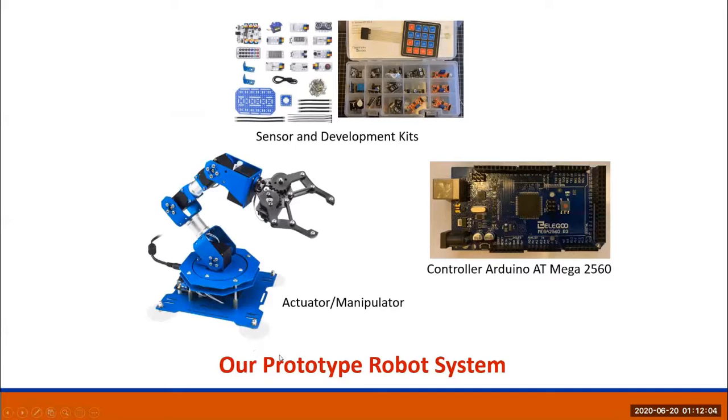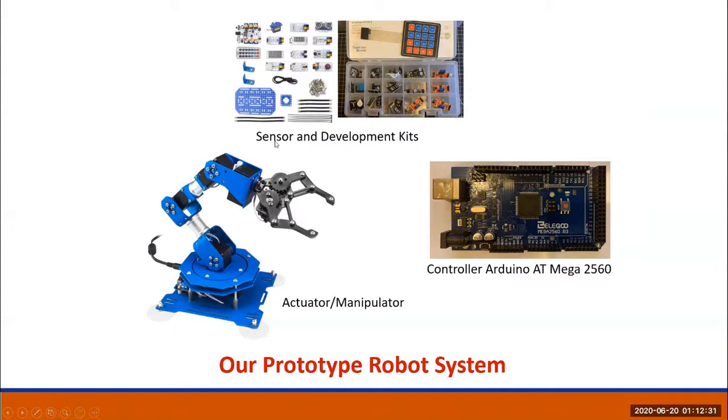So here is our prototype system. In order to mimic the actuation system, we have the actuator and the manipulator. So that will be our X-arm. And our controller will be using Arduino AT Mega 2560. I believe this is an Atmel processor. So it is a 2560 model, and it is an Arduino processor.